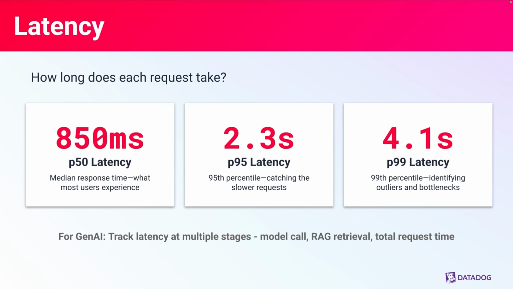In traditional monitoring, we often look at that median latency, which tells us what the average user experiences, for example, 850 milliseconds. But we'd also look at those extremes, the P95 or P99 latencies, to catch the slower requests and identify the true outliers and bottlenecks.